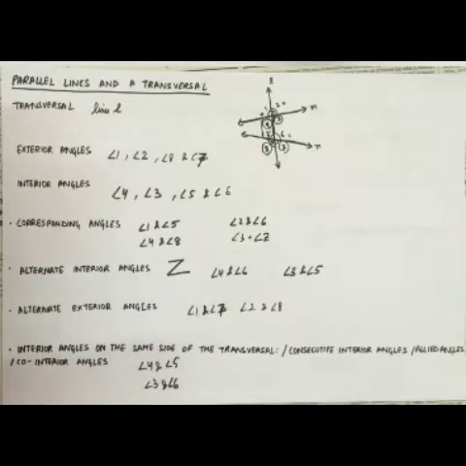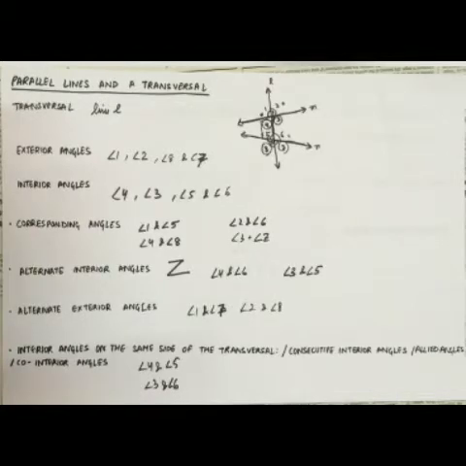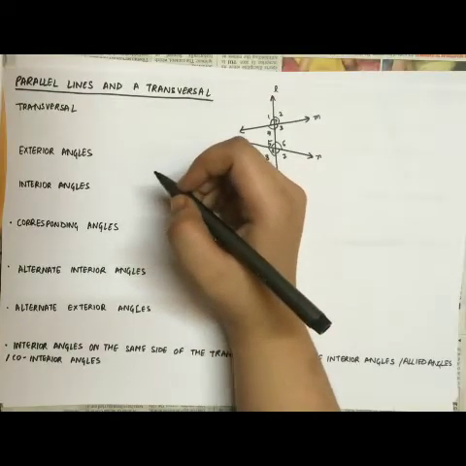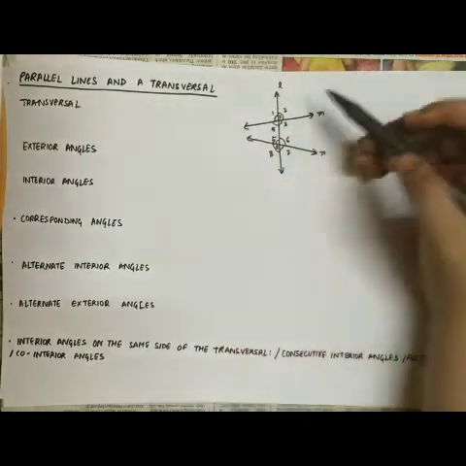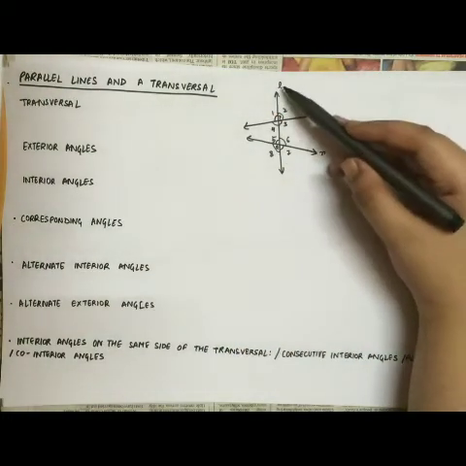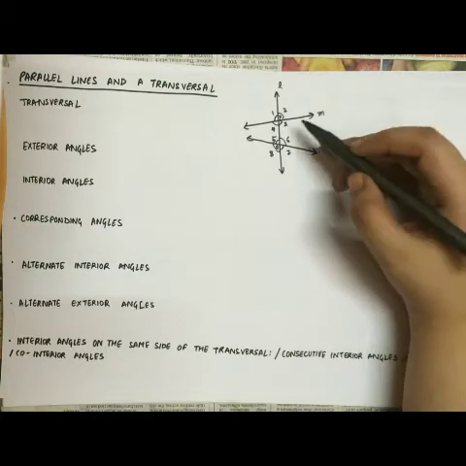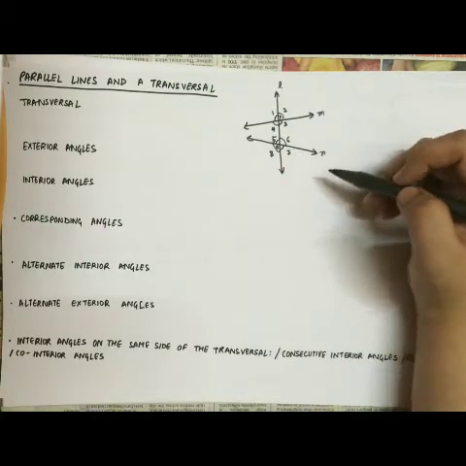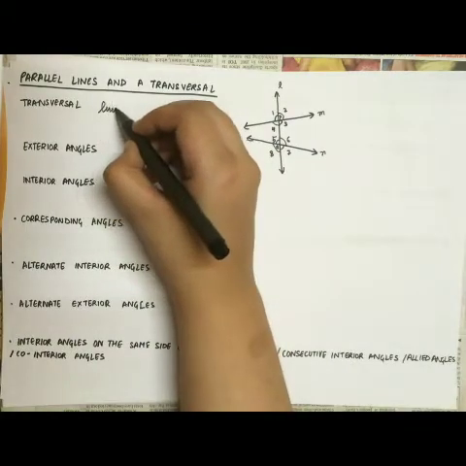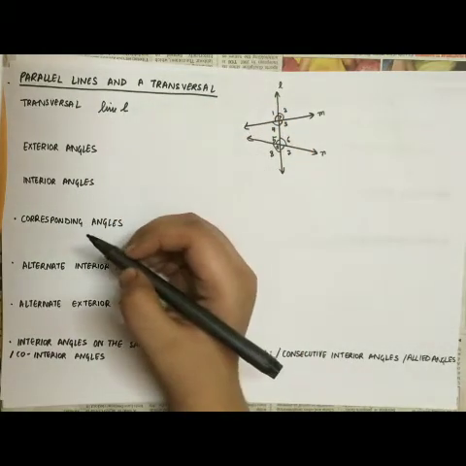Hello everyone. Today we will continue our chapter lines and angles. We will start with the topic that is parallel lines and a transversal. Now what is a transversal? A transversal is a line, in this case we have named it as L, which intersects two or more lines at various points. So here the transversal is line L.